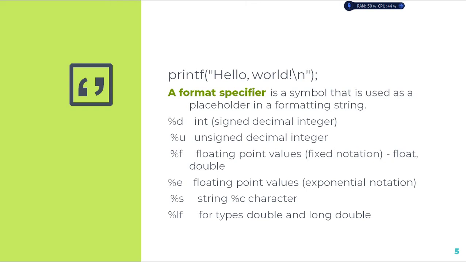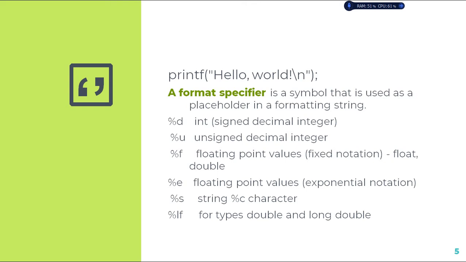Now coming to a format specifier, it is a symbol which is used as a placeholder in a formatting string. These are some format specifiers which are available in C programming: %d, which is used with integer and signed integer values. %u is used for unsigned decimal integers, and %f you can use for floating point values, that is float or double. And you can use %e for a floating point value whenever you come up with exponential values. Then you can use %e instead of %f.